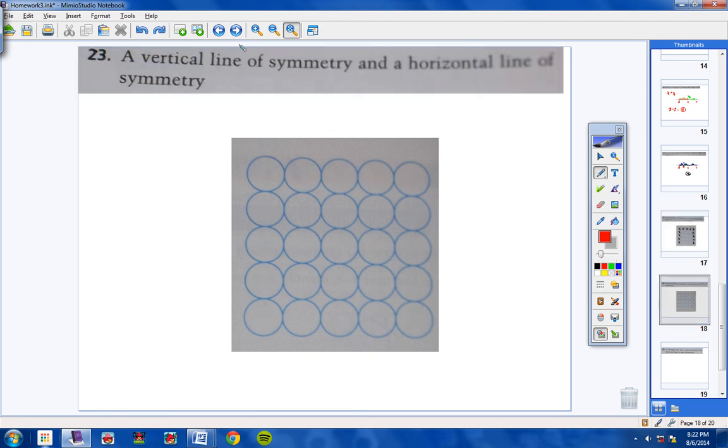Number 23. They want us to have a vertical line of symmetry and a horizontal line of symmetry. Well, students, there are many answers to this, okay? I'm just going to draw a figure like this. I'm just going to make a rectangle. A rectangle works.